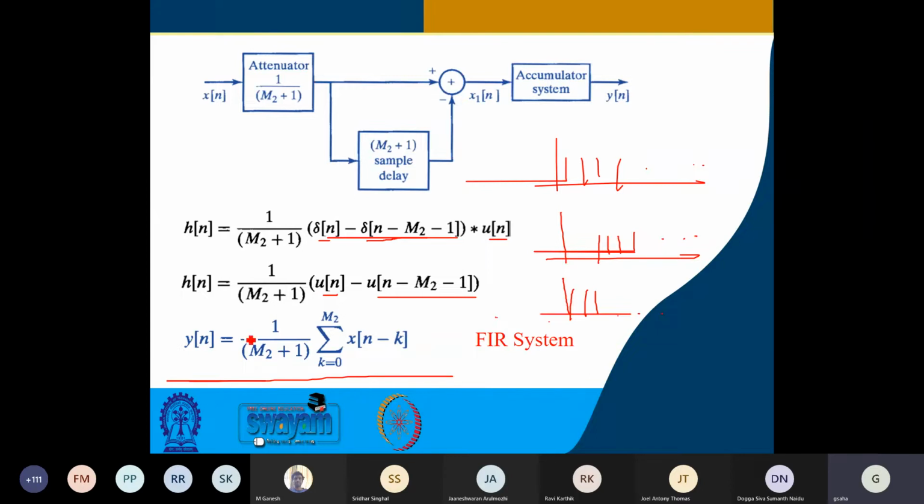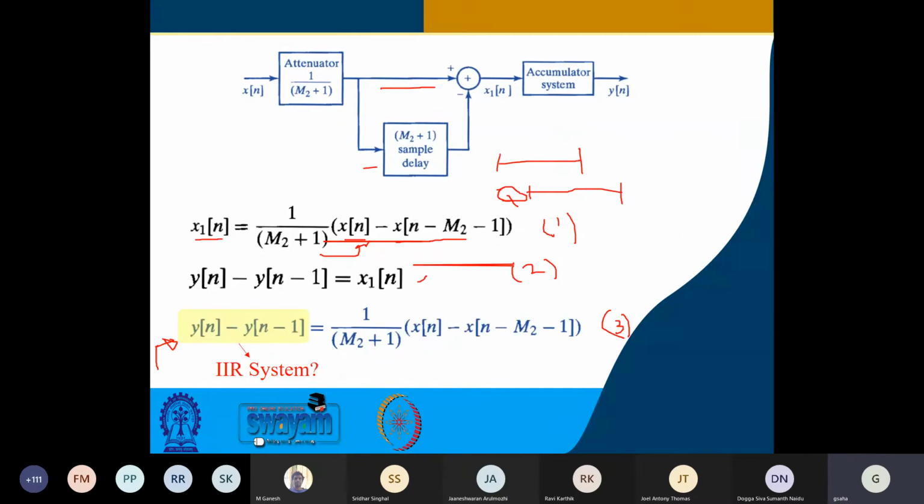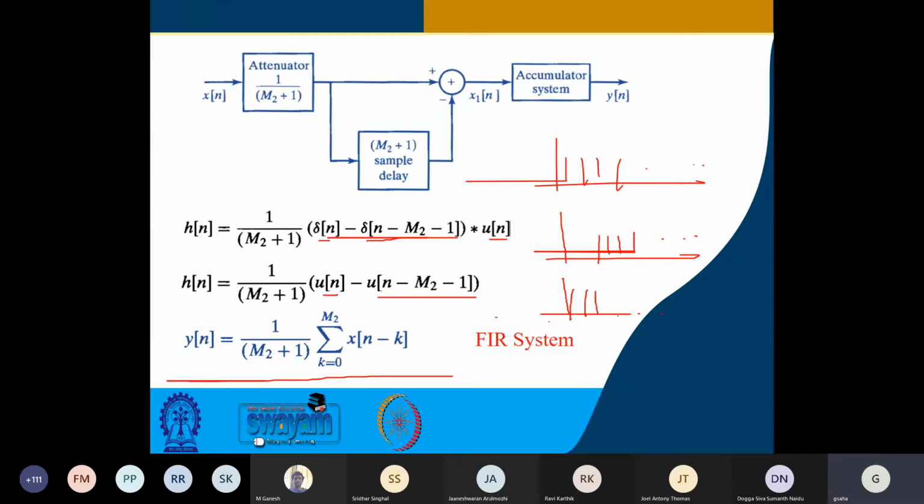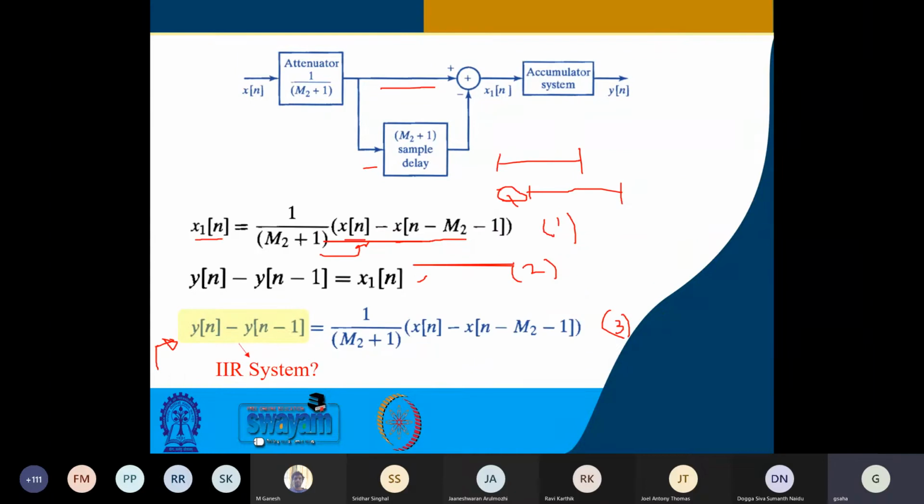Basically this is 1 upon m2 plus 1 times xn plus xn minus 1 plus xn minus 2 up to, in this case, if the value of m2 is say 6, xn minus 6. So there is no past reference of yn. So it is an FIR system. While this kind of description says it is an IIR system, this is saying it is an FIR system. Now we need to reconcile it. How can we do that?